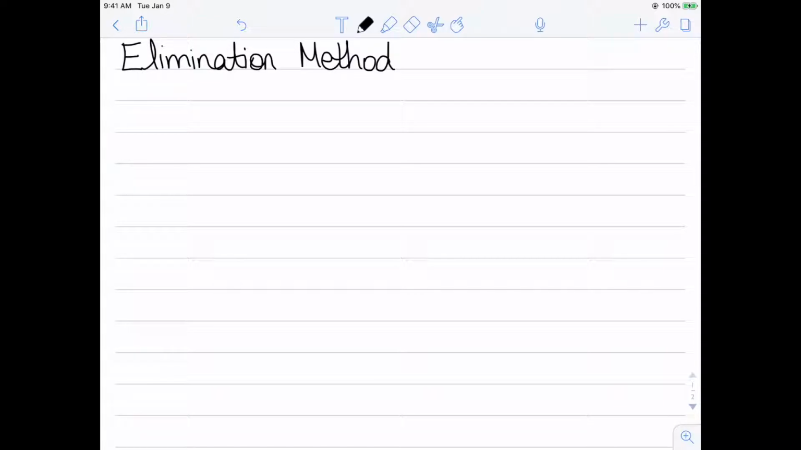The elimination method has three basic steps. Step one is to adjust the coefficients. In order to do this, we're going to multiply one or both of the equations by a non-zero number so that the coefficient of one of the variables in one equation is equal to the negative of the coefficient in the other equation. So I need something like a 2x and a negative 2x, or a 7y and a negative 7y.